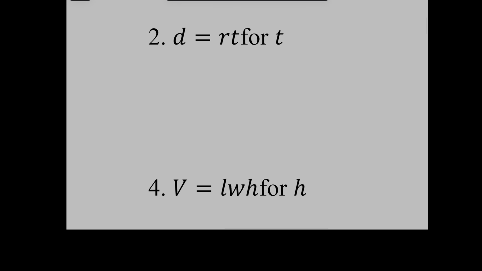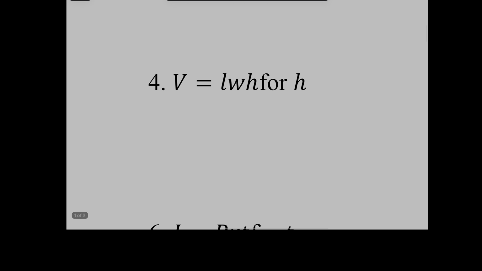Now let's go ahead and do the second column. d equals rt, solve for t. Okay, t needs to be by himself, so I'm just going to divide by r. It's really that simple. And then t equals d over r. You guys know what that means? Distance equals rate times time. You'll learn that in some other class. Okay, put a line there.